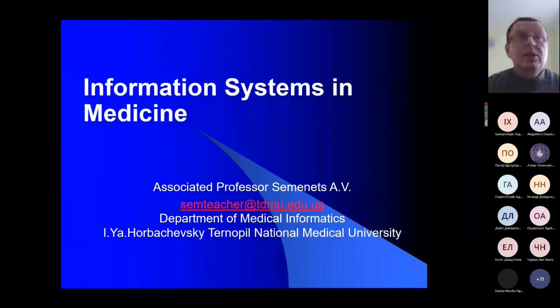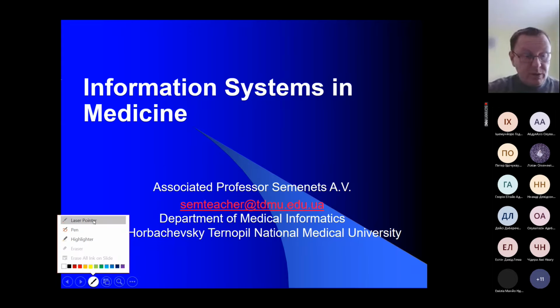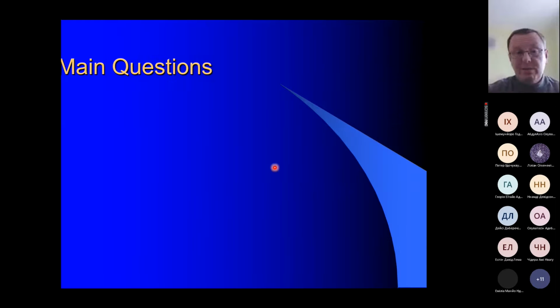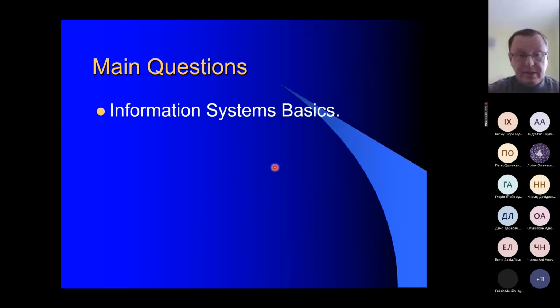We will start with the question about the possibilities of using various information systems in medicine to support practical healthcare activities. Before we start on the application of information systems in medicine, there are a few points we have to recap and identify related to information systems in general, their types, classification, etc.